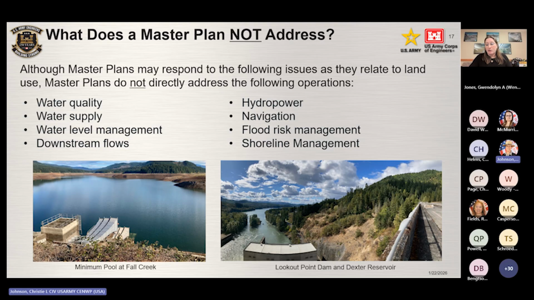So for example, with these deep drawdowns to pass juvenile fish downstream, we know that that can impact recreational opportunities for boat ramp availability or campgrounds or fishing and so on. So in the master plan, we could describe how we might work with partners such as the Forest Service or Oregon State Parks or others to really emphasize additional forms of recreation that aren't as water dependent, such as hiking, biking, or horse trails.